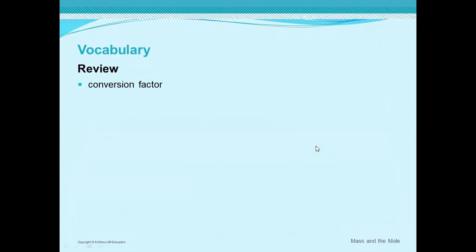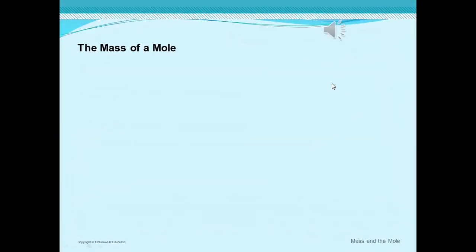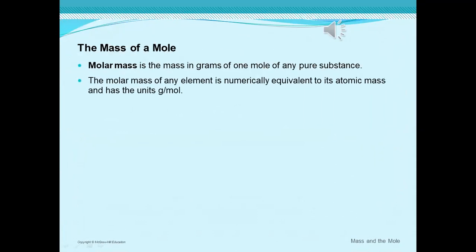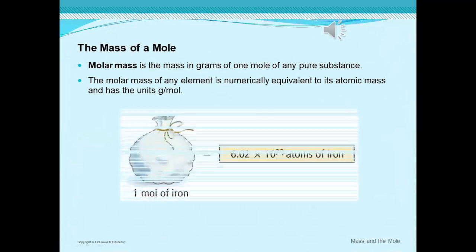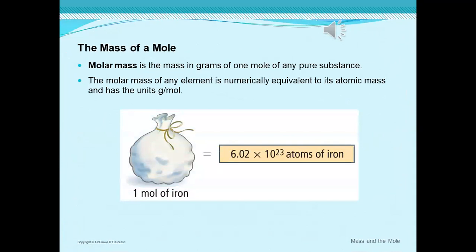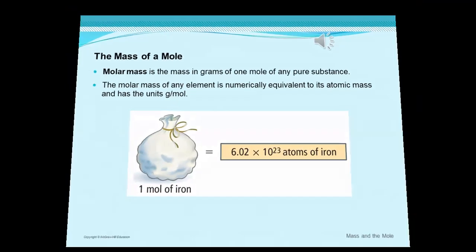This vocab is a conversion factor, but the new one is molar mass. The mass of a mole. Molar mass is the mass in grams of 1 mole of any pure substance. The molar mass of any element is numerically equivalent to its atomic mass and has the units g per mole. As we said, 1 mole of any substance has Avogadro's number, which equals 6.02 times 10 to the power 23 atoms.